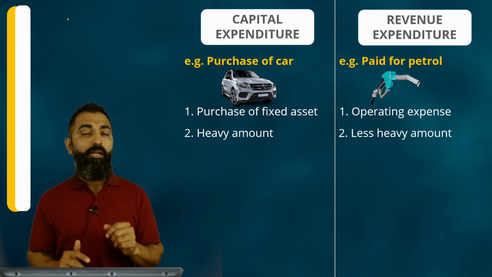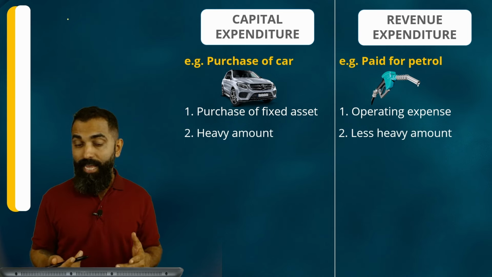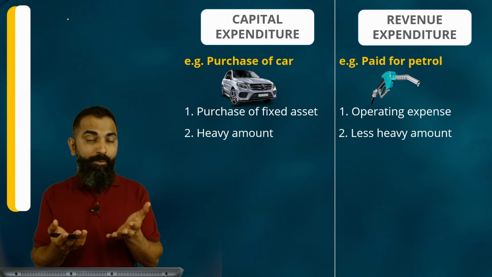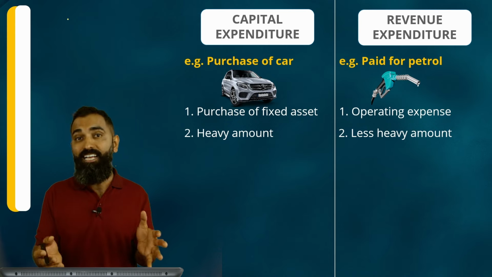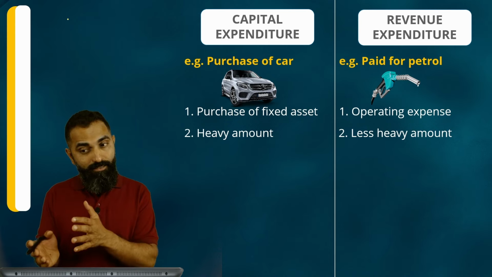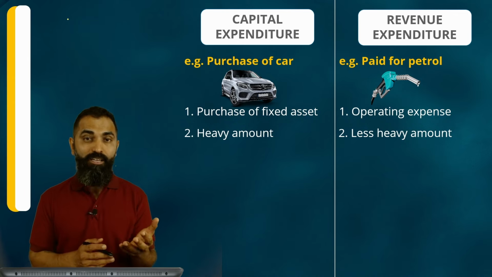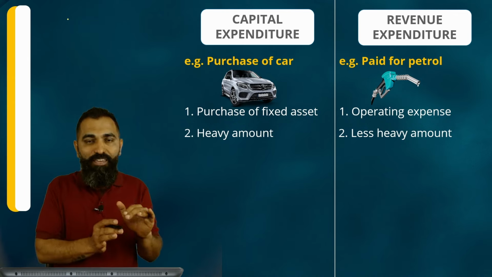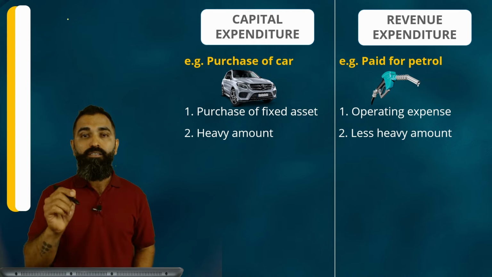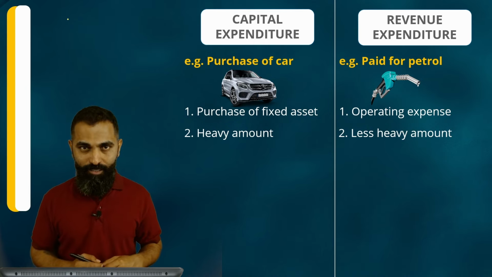Then, number two, heavy amount. As you can see from the example, capital expenditure amount is heavy, it is in lakhs. Whereas paying petrol, although costly, petrol is very costly nowadays, it is still less heavy as compared to the capital expenditure. I hope you understand.